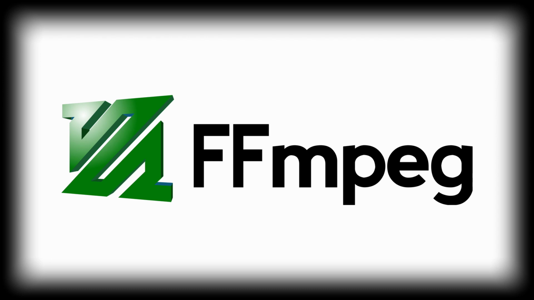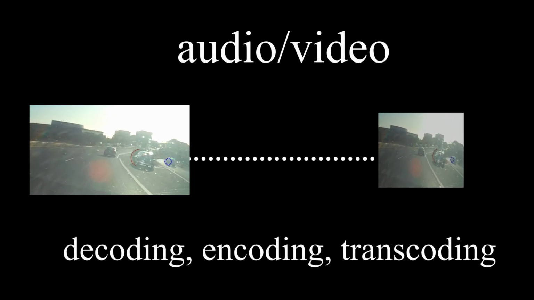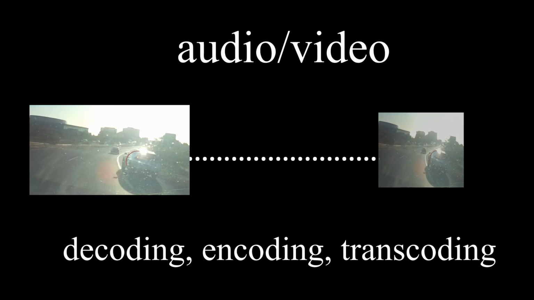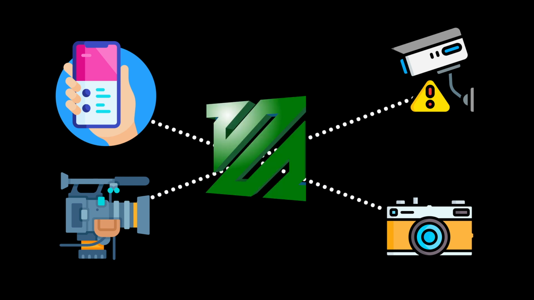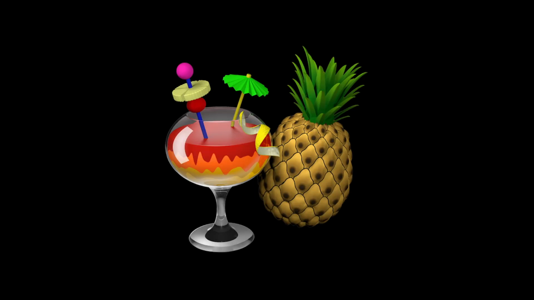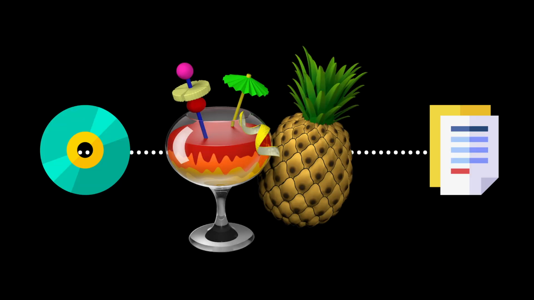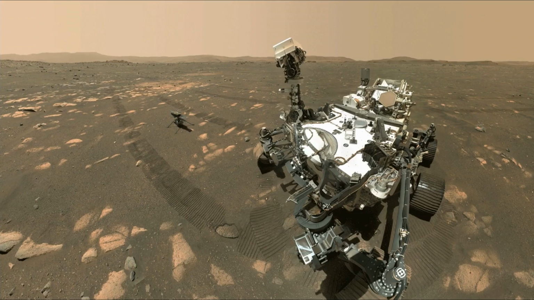FFmpeg is a command line utility that allows for the decoding, encoding, and transcoding of audio-video files. From an everyday usage standpoint, one can convert videos shot with different cameras, iPhone, Android, DSLRs, camcorders, etc., into a standard format for your video editing software suite or for posting on social media platforms. The program Handbrake uses FFmpeg to convert DVDs into video files.